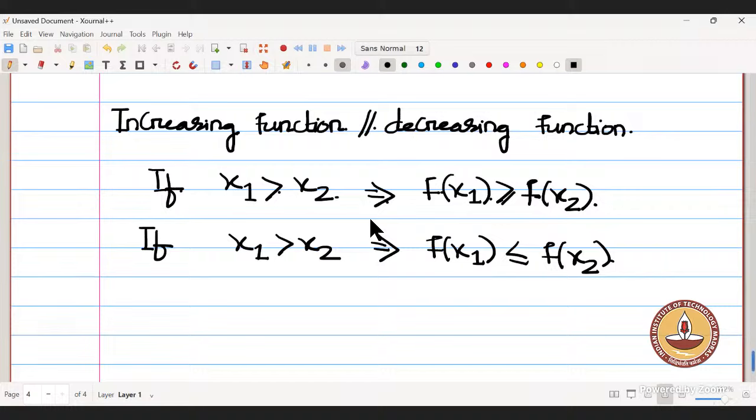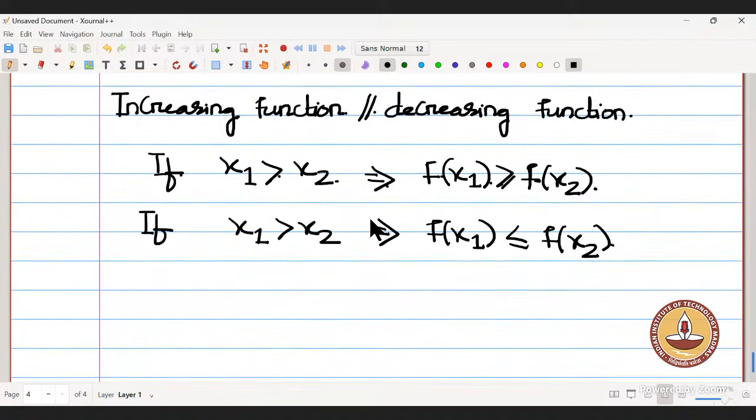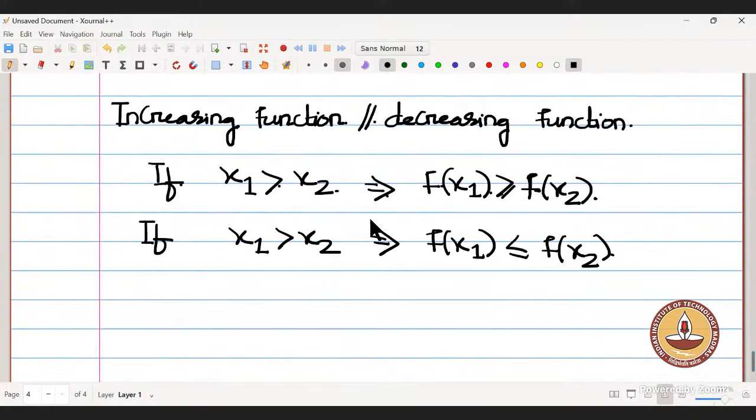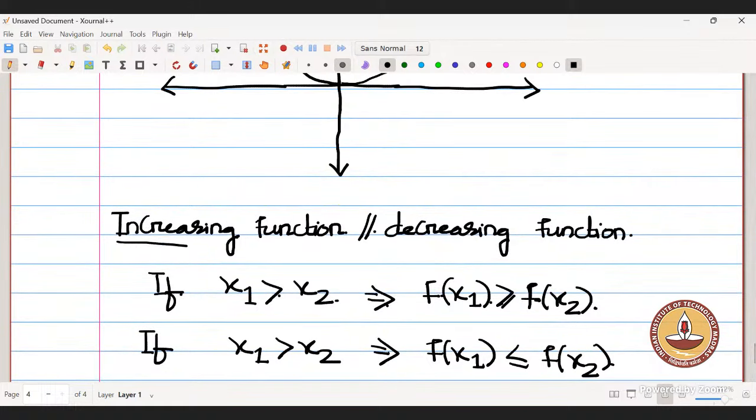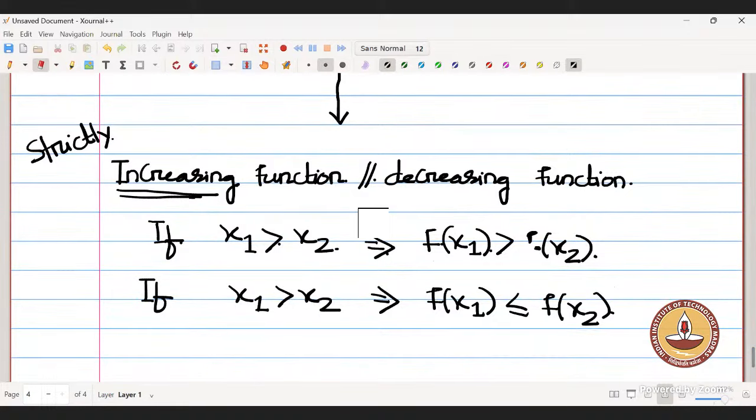That is the definition of increasing. If I use strictly increasing or strictly decreasing instead, then I have to remove this equal sign. Otherwise, if I'm simply saying increasing function and decreasing function, that means I have to keep this sign, greater than or equal.